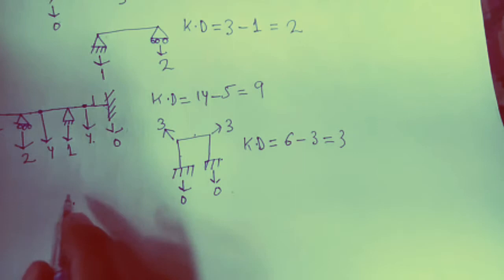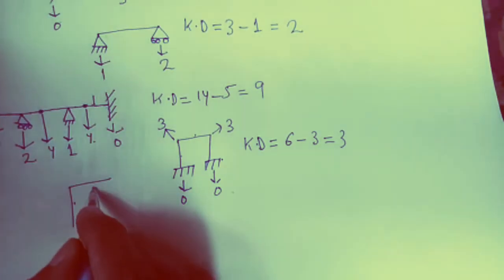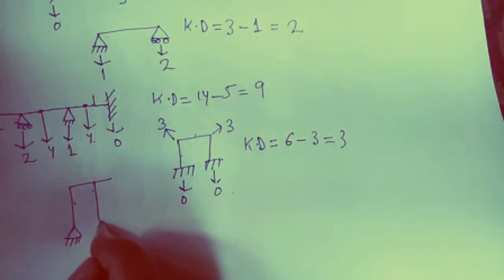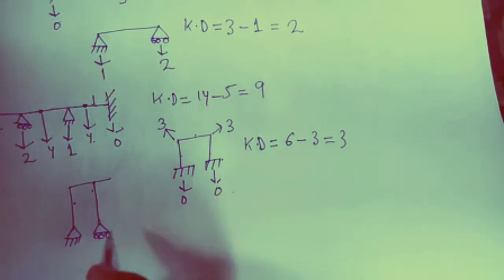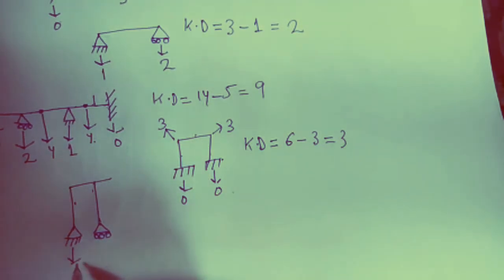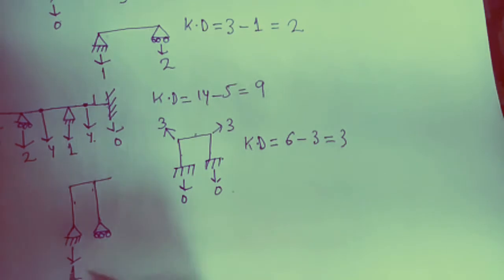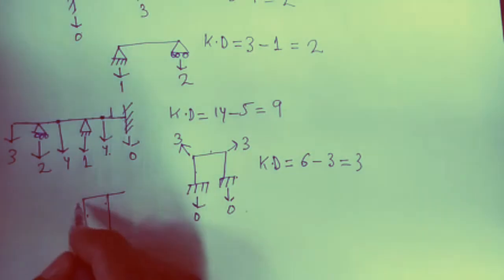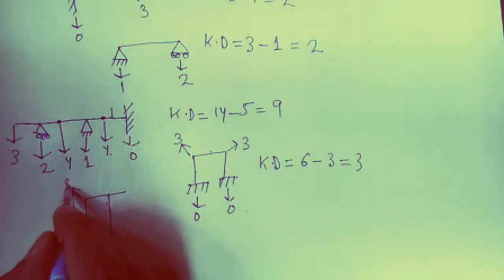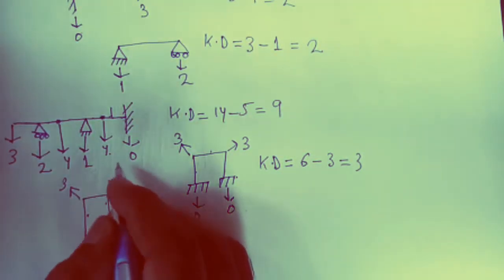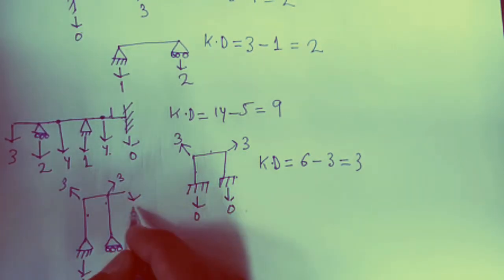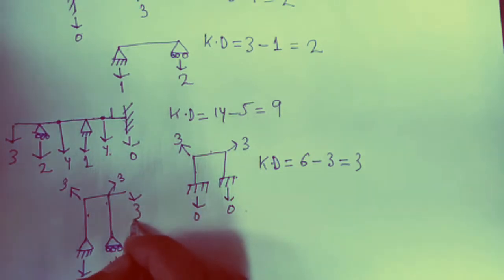Now let us take another example. This is a hinge support, so degree of freedom is 1 for this. This is a roller support, so degree of freedom is 2. Here there is no support, so degree of freedom is 3. Here again there is no support, so degree of freedom is 3. Here again at this point there is no support, so degree of freedom is 3.